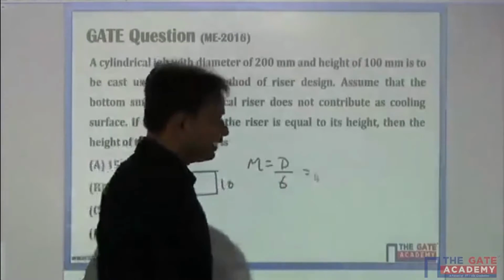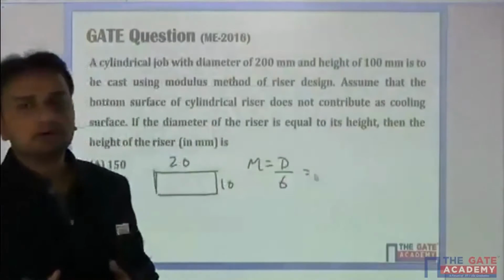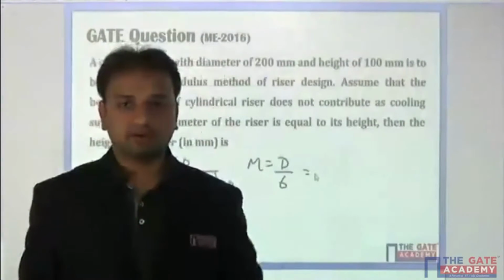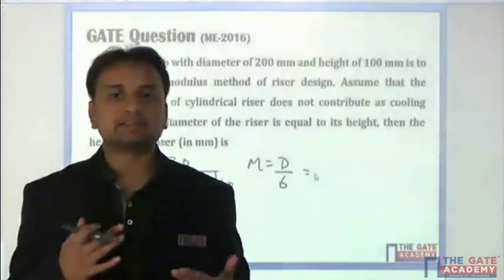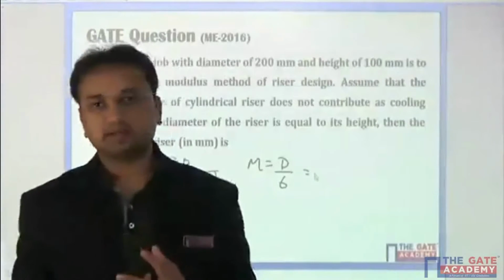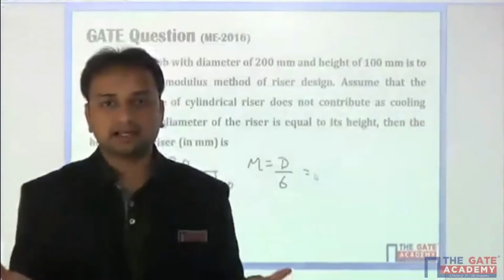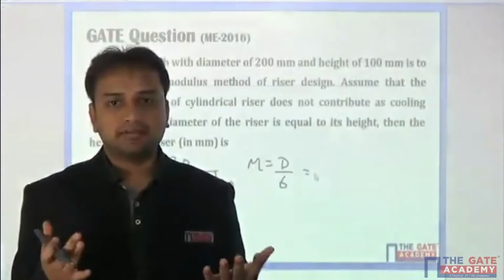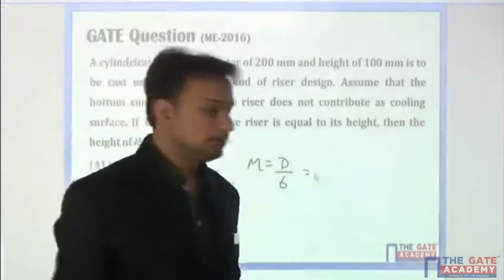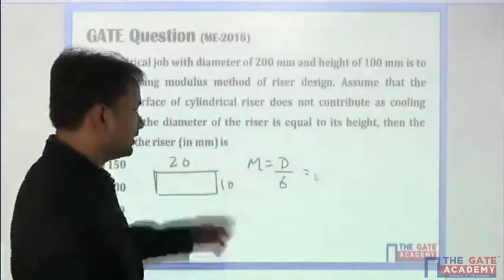And how do we get D by 6? Modulus is nothing but the ratio of volume to surface area, where you minimize the surface area for a given volume, and then you try to establish a relation between two variables. If you're talking about the cylinder, there are two variables, that is the diameter and the height. So you have to design a riser which can minimize the exposed surface area. So from here you know that the modulus is nothing but D by 6.